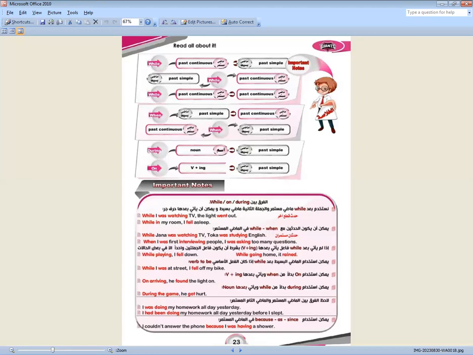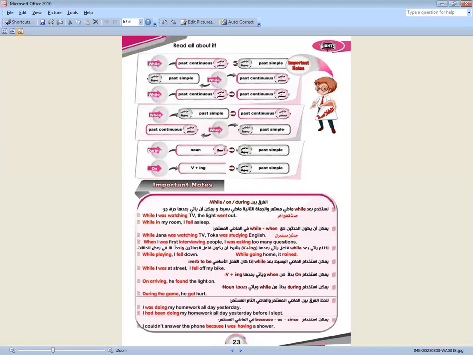You can use on instead of when, and you're going to put the ing verb after it. On driving, he found the light on. You can use during instead of while, and you will have the noun after it. During the game, he got hurt. And here we have a note.